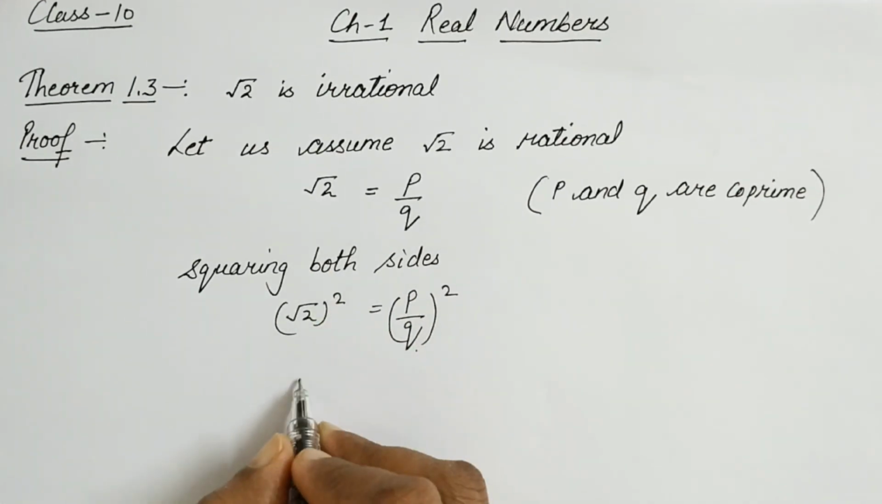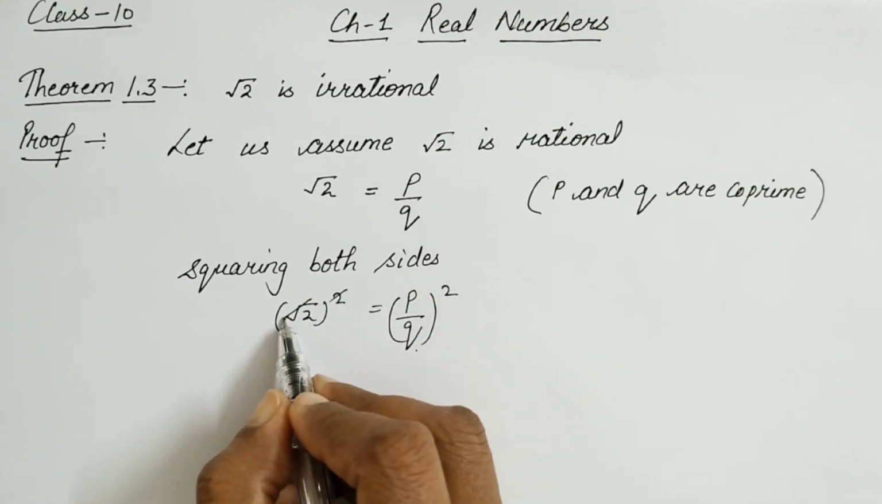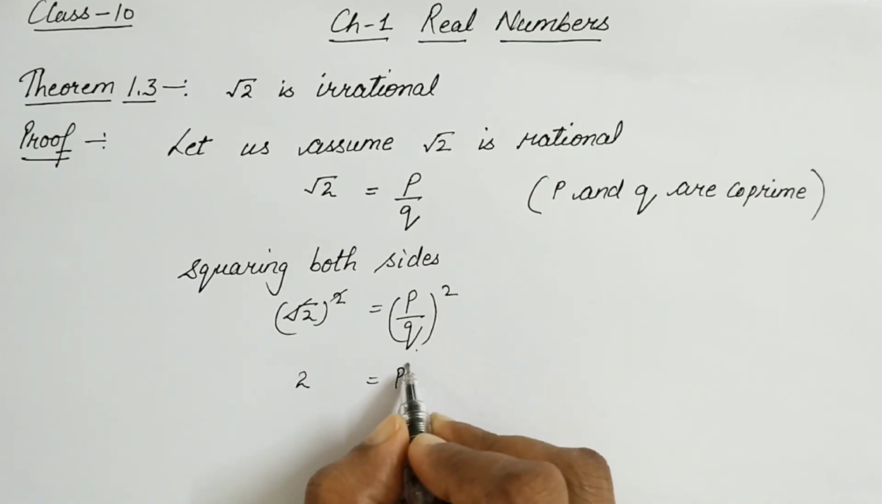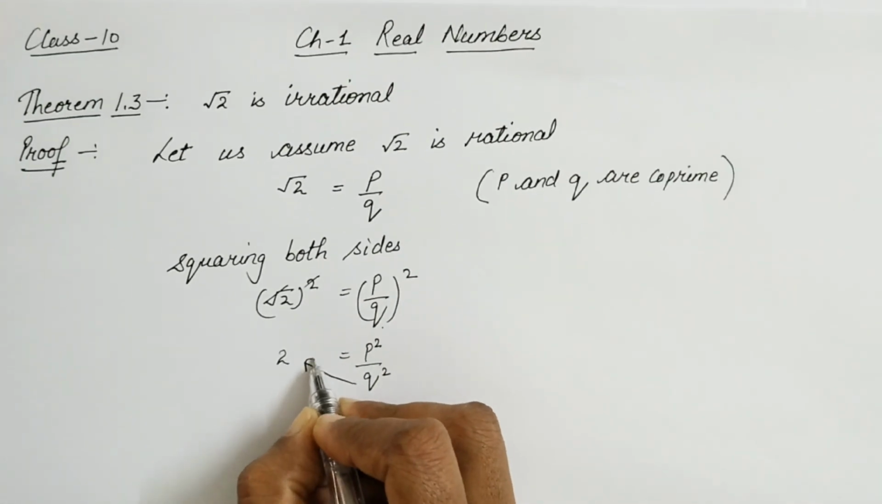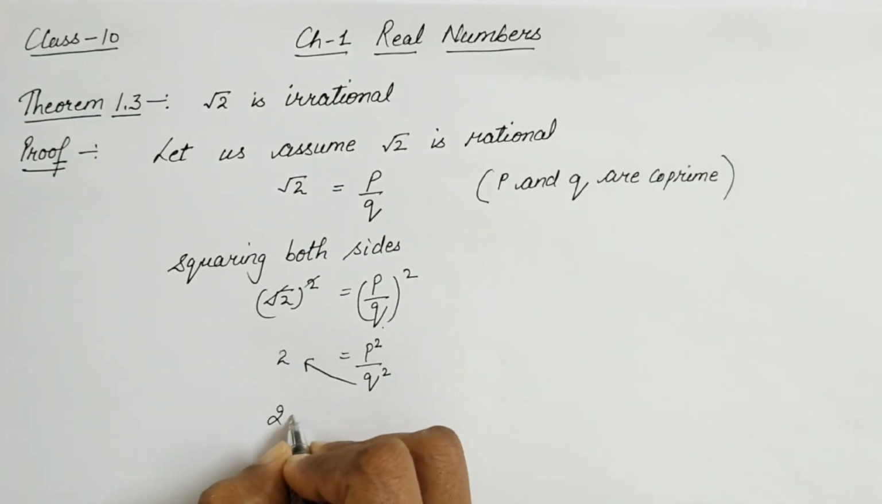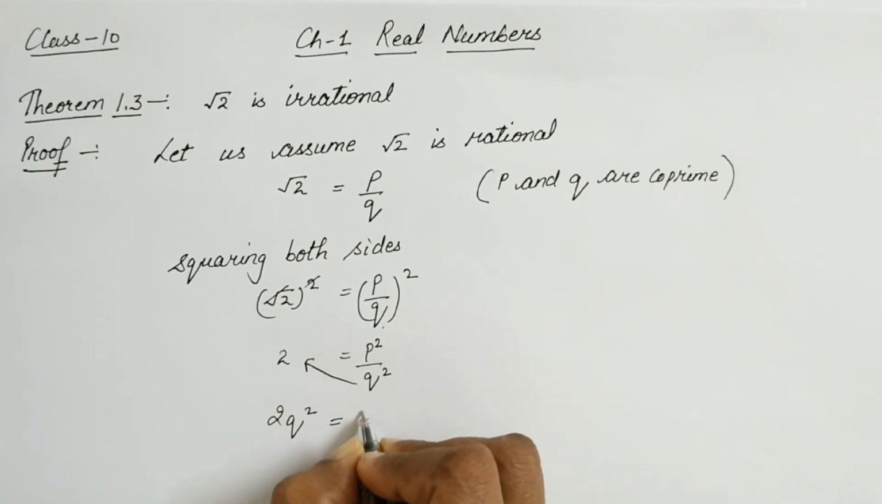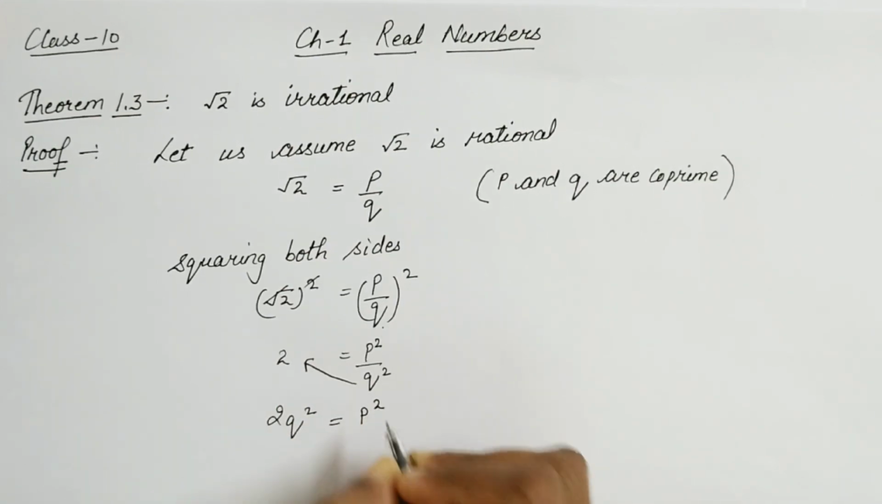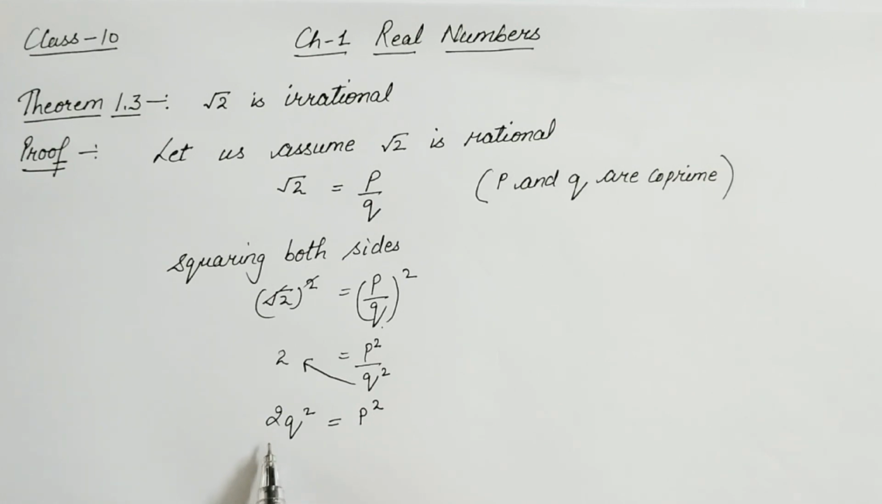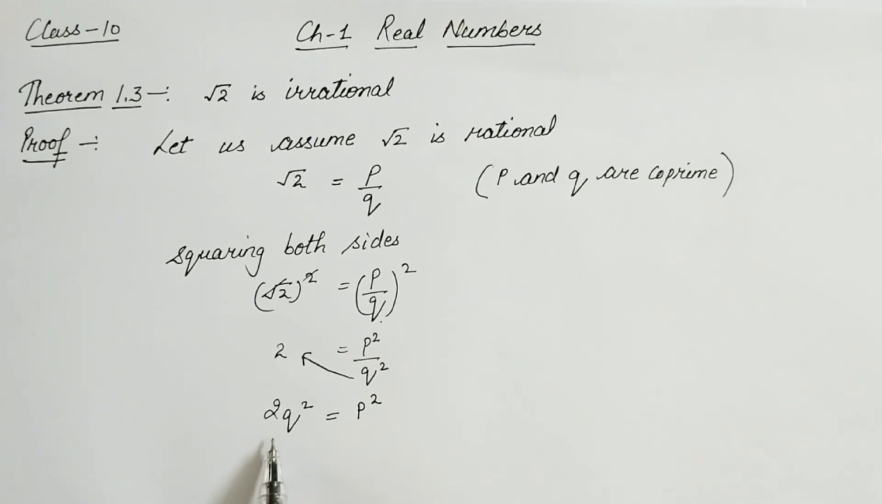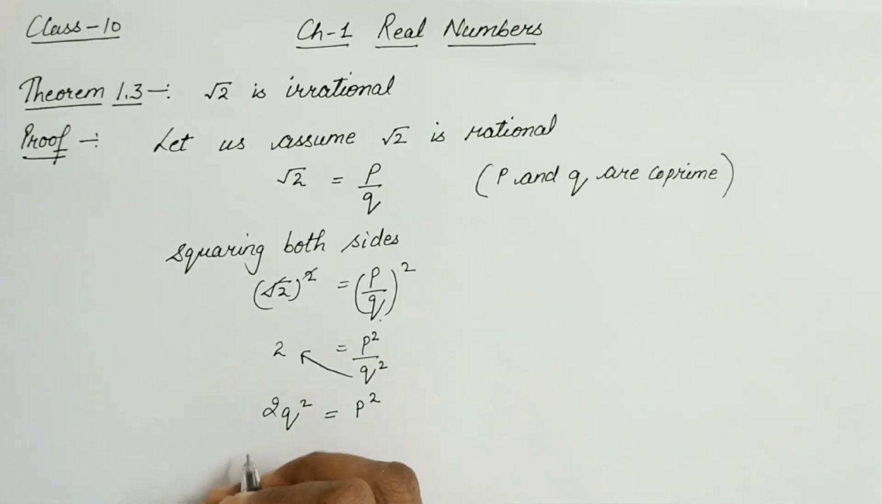Root 2 square, you can write here only 2. And then p square upon q square. Now take this q square, so it will become 2q square is equal to p square. Here you need to understand that p square is equal to 2 into q square. It means p square is divisible by 2, or you can say that p square is a multiple of 2. So I can write here that p square is divisible by 2.